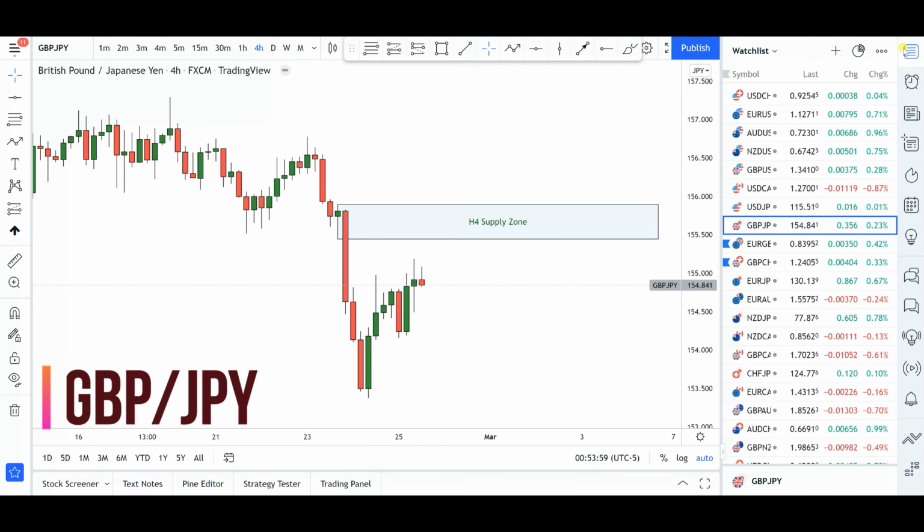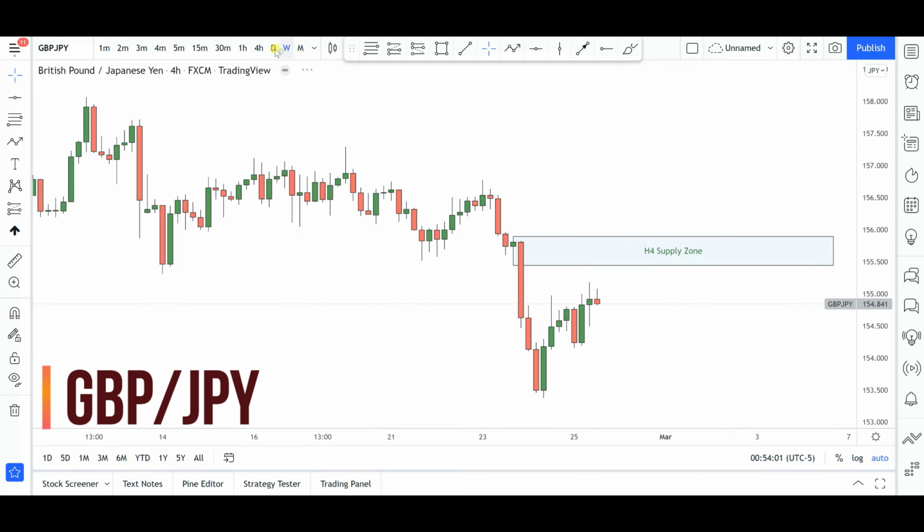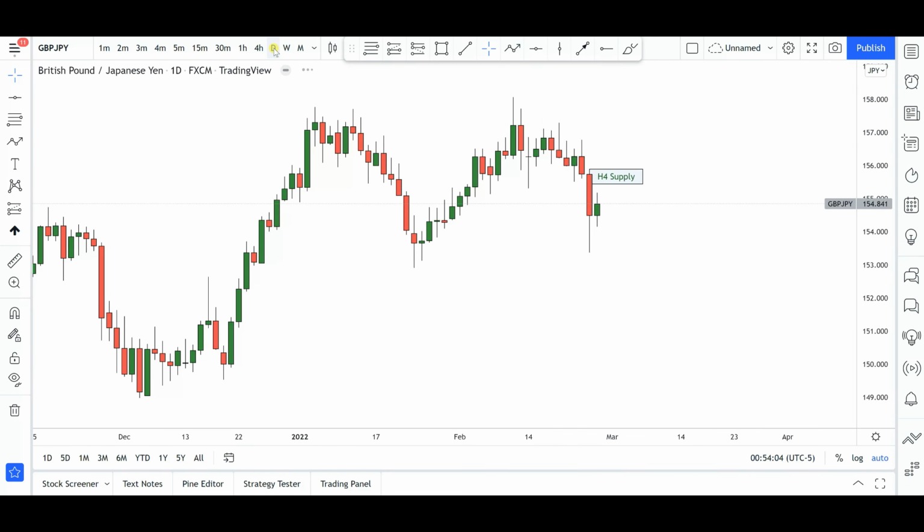The last of the majors is going to be GJ. Okay, GJ is looking nice in my opinion, played out almost to perfection.